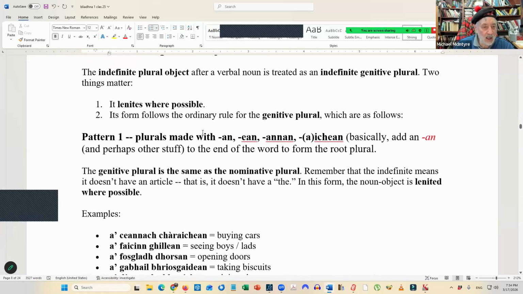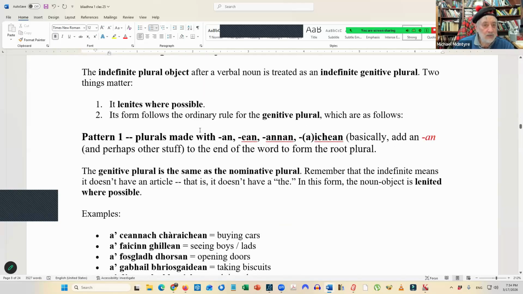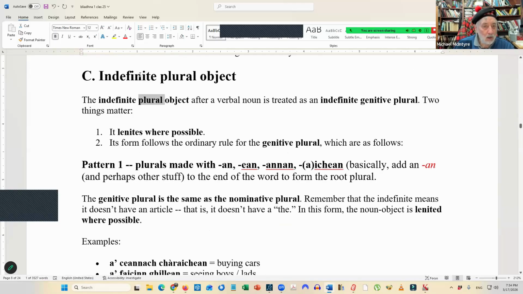So if we come up with a, where are we now? The plural, the indefinite plural object. In a way, this is easy. We use first declension where possible. That's the indefinite, and it follows the ordinary rule for the genitive plural. So now we go to another set of rules.